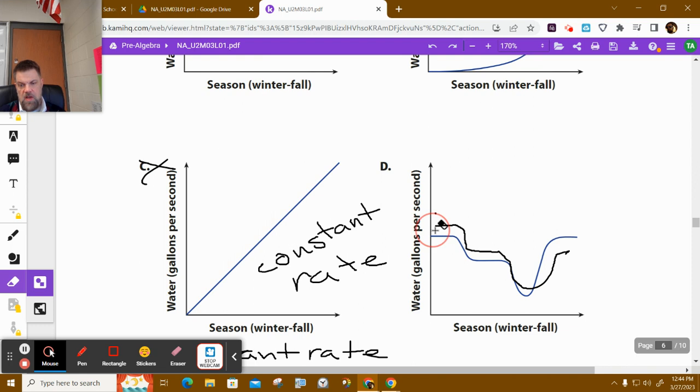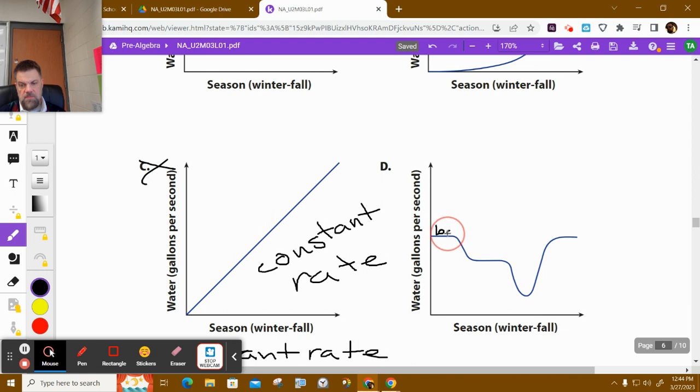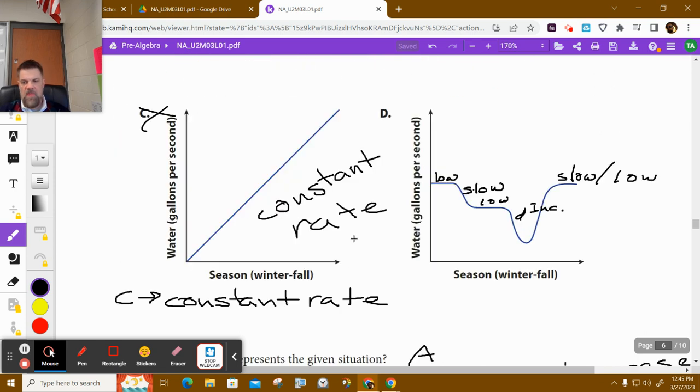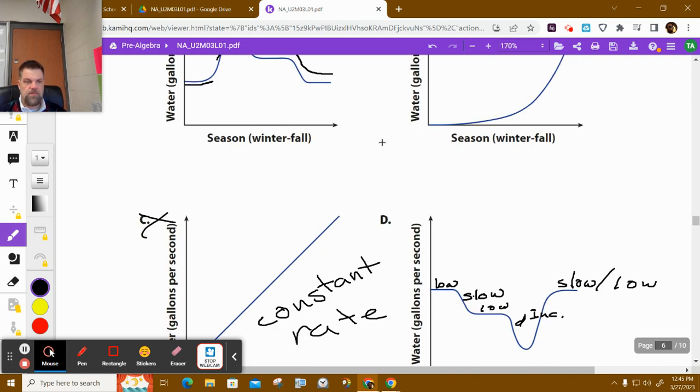So from here to here, it's a very low rate. Then it slows down. Then it's a low rate. Then it decreases. Then over here it increases. And then here it slows down again. Slow or a low rate. Which is the opposite of what they said. In the scenario for A, it increases when the water melts at the end of winter.